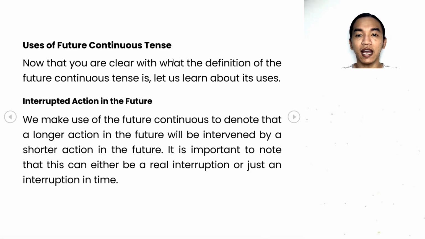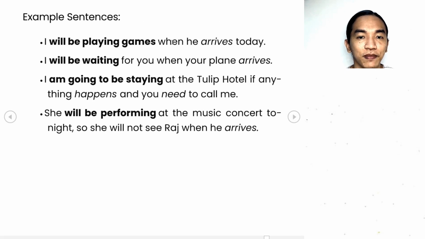Now that you are clear with the definition of the future continuous tense, let us learn about its uses. So the first one, interrupted action in the future. We make use of the future continuous tense to denote that a longer action in the future will be interrupted by a shorter action in the future as well. It is important to note that this can either be a real interruption or just an interruption in time. Okay, let's see the example there.